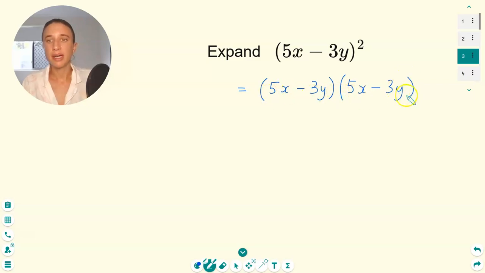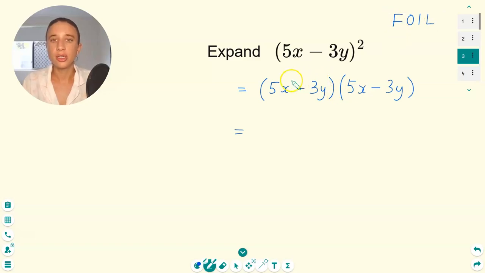Squaring means multiplying by itself. So would you agree? 5x take 3y squared is the same as 5x take 3y times 5x take 3y. And then we've got our little acronym to keep up in our mind. FOIL. First number times the first number. So 5x times 5x. Well, 5 times 5 is 25. X times x is x squared. Plus the outer number. The outer numbers. And you need to take that sign out the front. You need to grab that negative with it, okay?